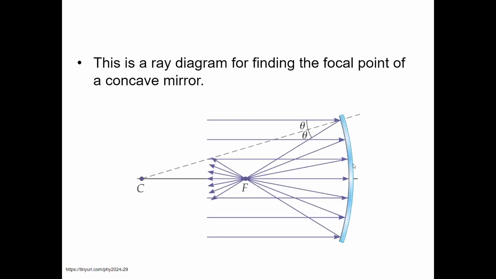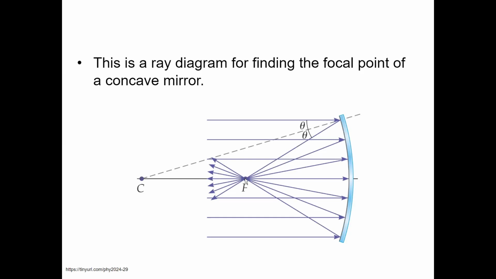Now, from the geometry, if we look at a concave mirror, where the inside is mirrored, and you draw parallel rays to the principal axis, then these rays hit the mirror and will meet at the focal point when they are reflected. So this is called the focal point.